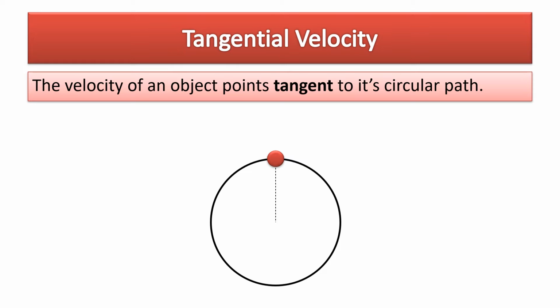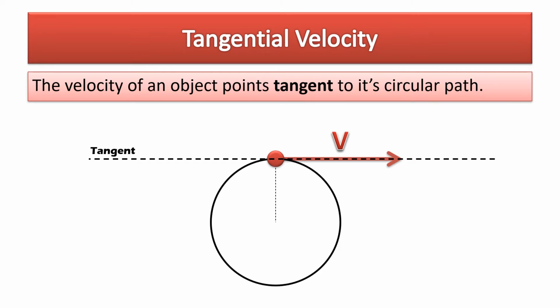The do now that we did in class is similar to this. It says the velocity of an object points tangent to its circular path. So we already discussed how if you're moving clockwise like this, your tangential velocity points tangent to the circle. Okay. And it changes, right? As you go around the circle, the velocity changes direction.